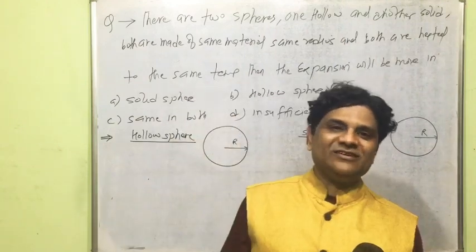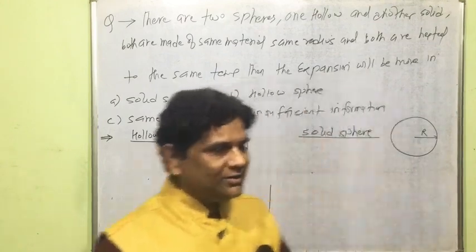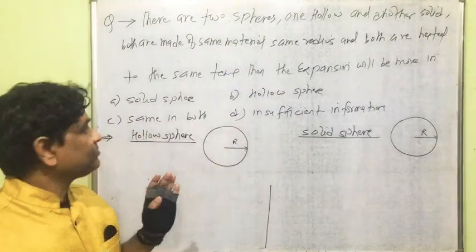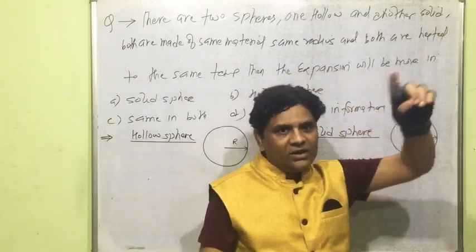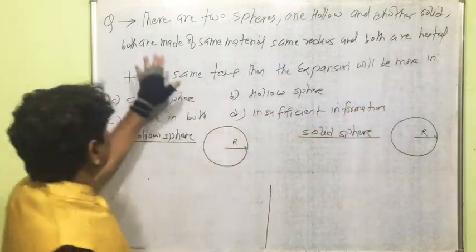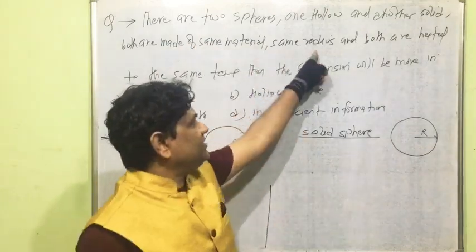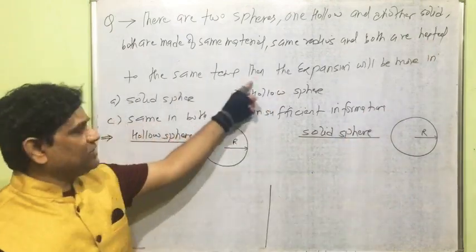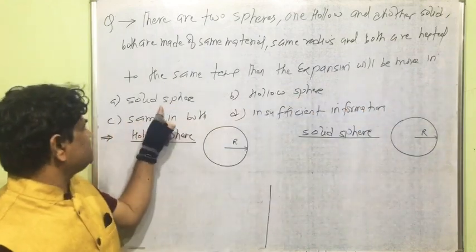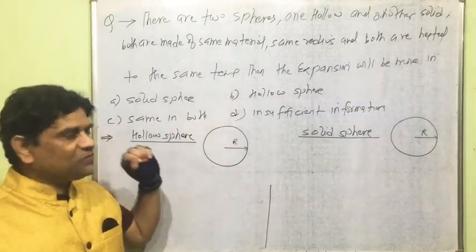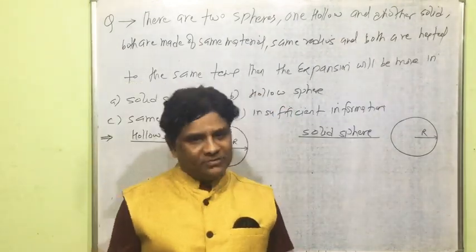Okay, today we will discuss the numericals of expansion of a solid. The first question we have taken on the board: there are two spheres, one hollow and another solid. Both are made of the same material, same radius, and both are heated to the same temperature. Then the expansion will be more in: the solid sphere, the hollow sphere, same in both, or insufficient information?